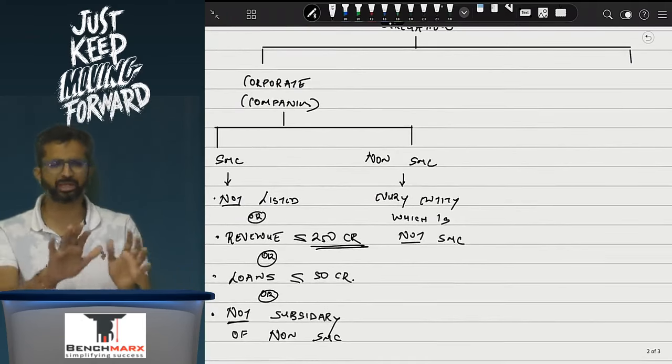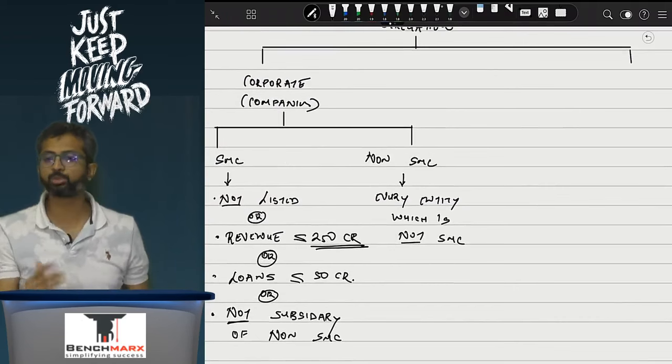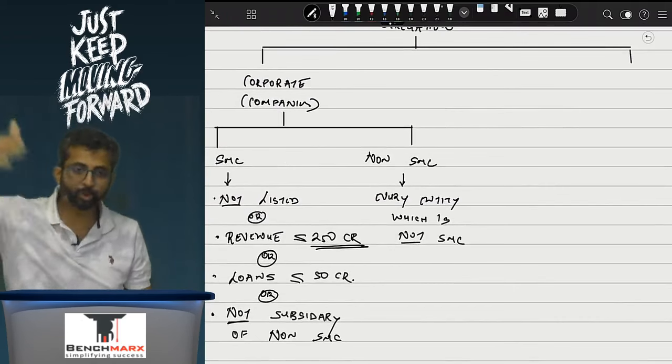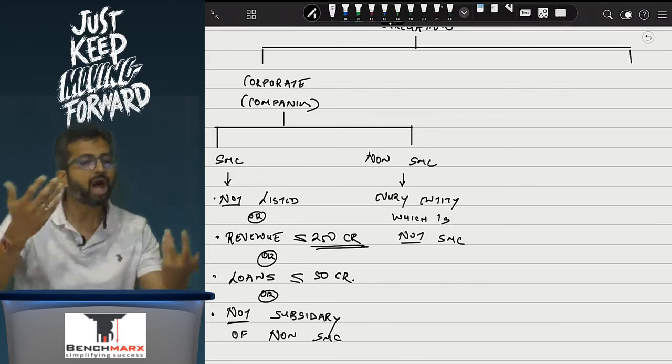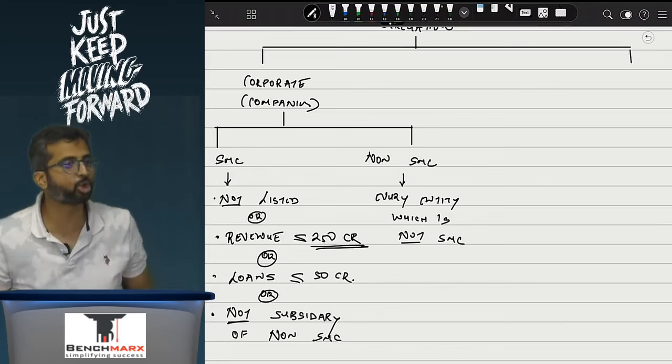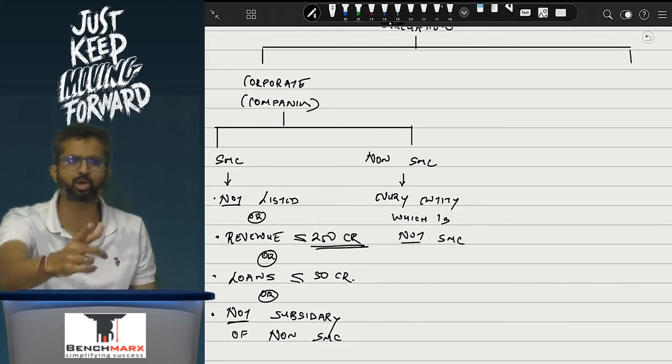Read this once, but obviously you will not be able to remember this now, before you do the standards. If I tell you AS3, AS7, you will get lost. What is AS17? You don't even know. Once you do AS17, come back to this. You will remember it easily.